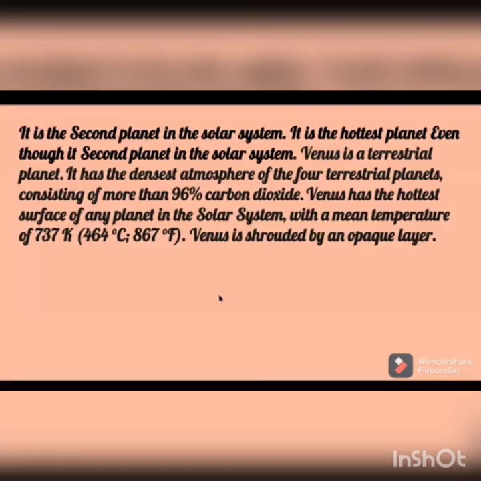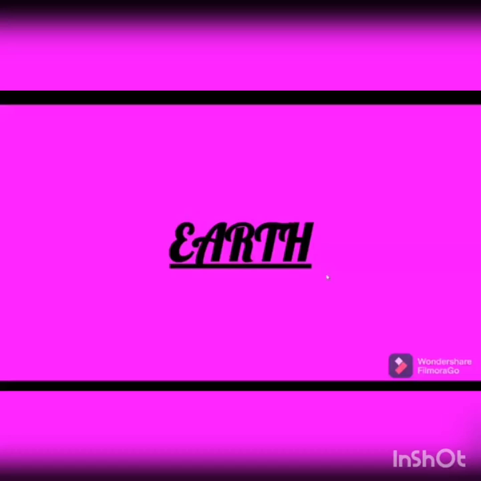It has the densest atmosphere of the four terrestrial planets, consisting of more than 96% carbon dioxide. Venus has the hottest surface of any planet in the solar system, with a mean temperature of 737 K. Venus is shrouded by an opaque layer.